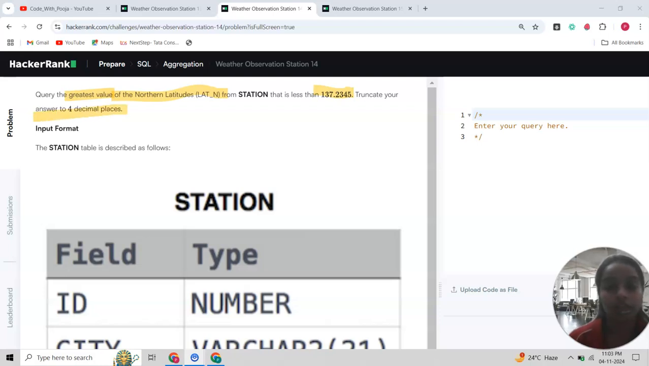So here are the three things we have to use. For the largest value, we use a max function. Also, to obtain a value which is less than this, we have to use less than or greater than symbols, a comparison operator. And to truncate the answer to four decimal places, we use a simple round function.